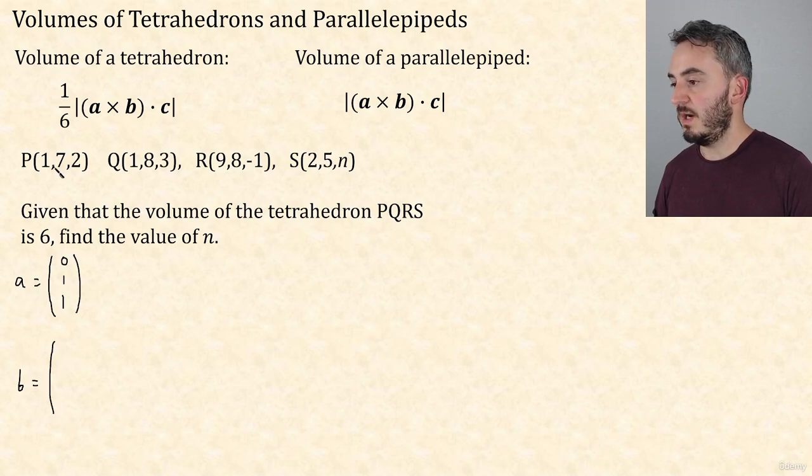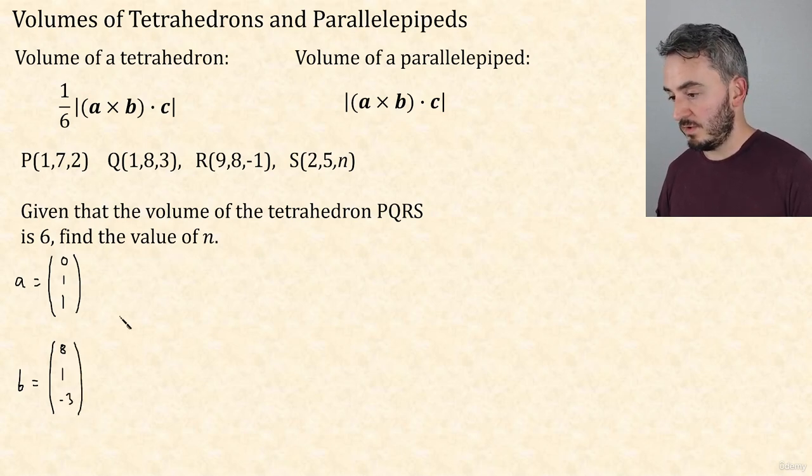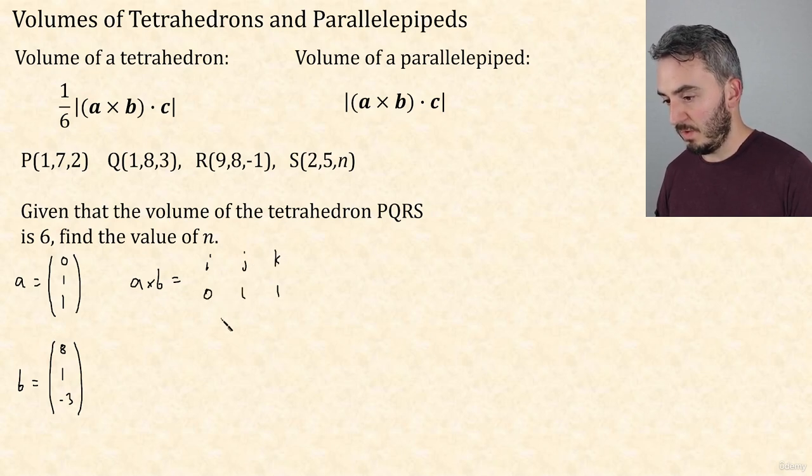b is R minus P, so that's 9 minus 1 is 8. 8 minus 7 is 1. Minus 1 minus 2 is minus 3. So a cross b is the determinant of this matrix with i, j, k, then 0, 1, 1, and 8, 1, minus 3.